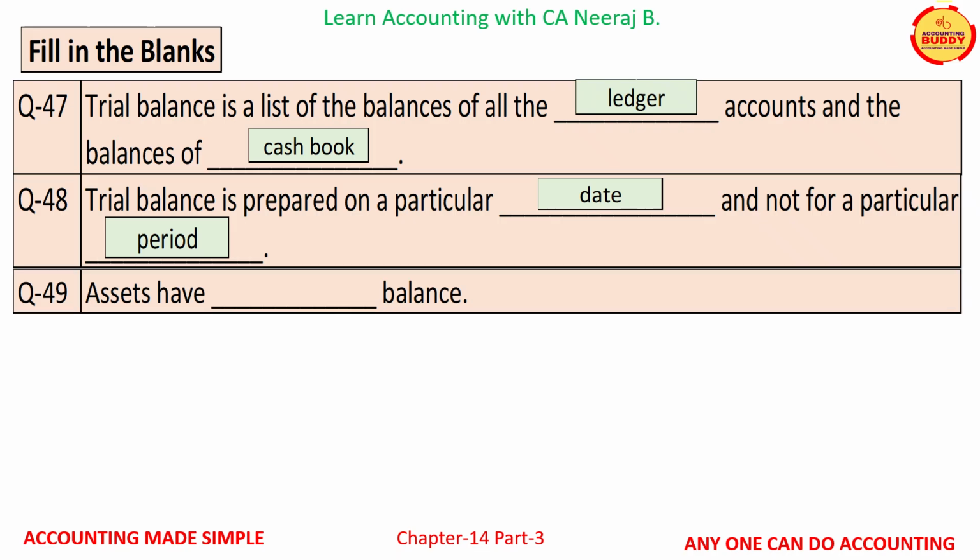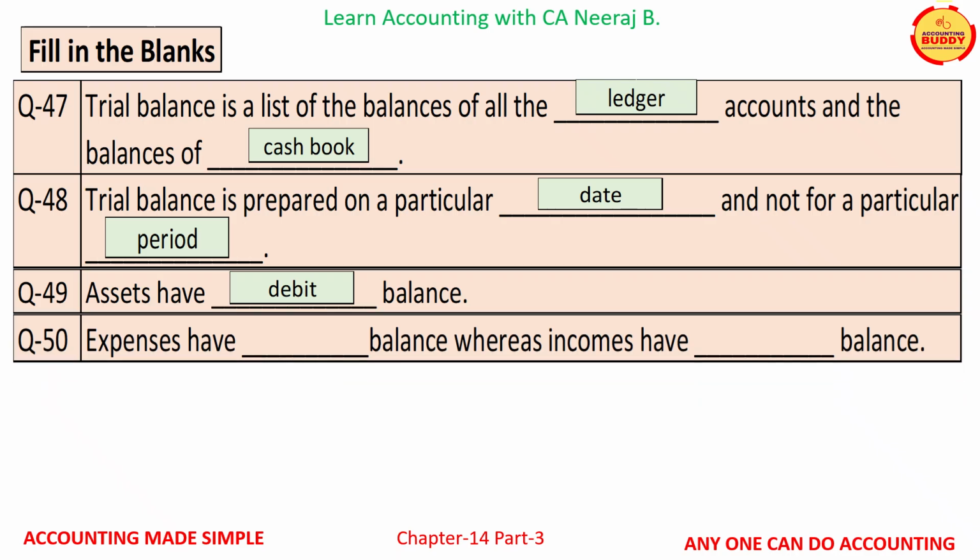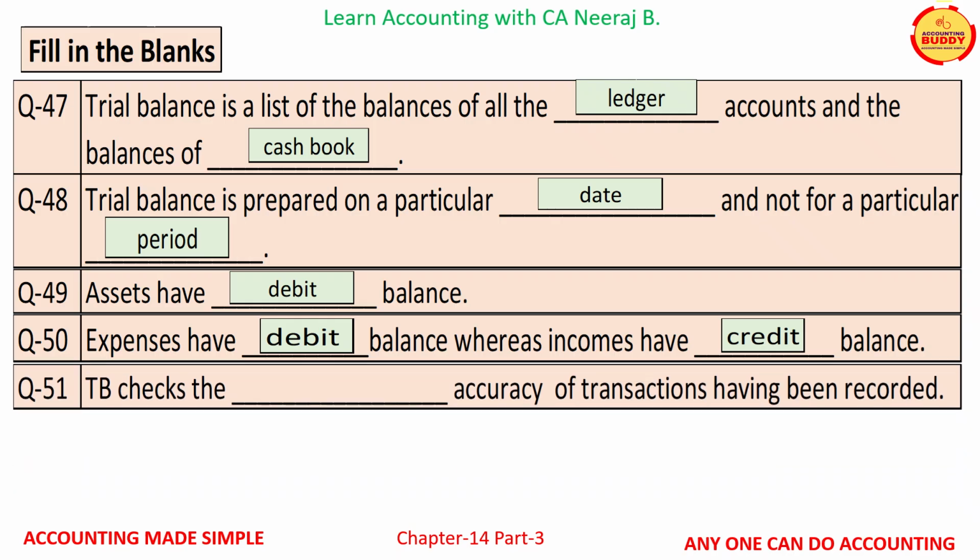Question number 49. Assets have dash balance and the correct word is debit balance. Question number 50. Expenses have dash balance whereas the incomes have dash balance and the correct words are debit balance and the incomes have credit balance. Question number 51. Trial balance checks the dash accuracy of transactions having been recorded. The correct word is arithmetical accuracy.